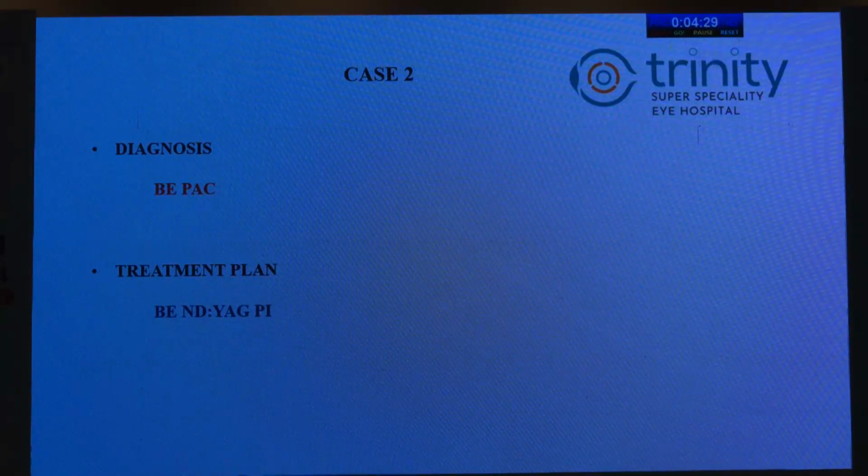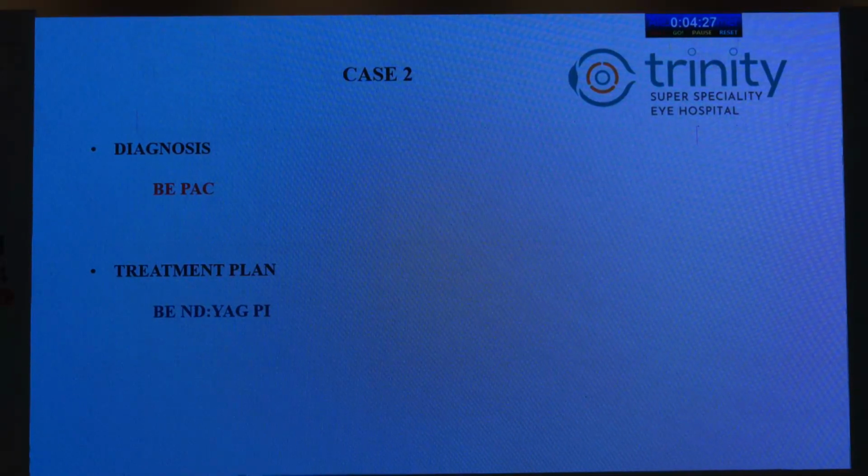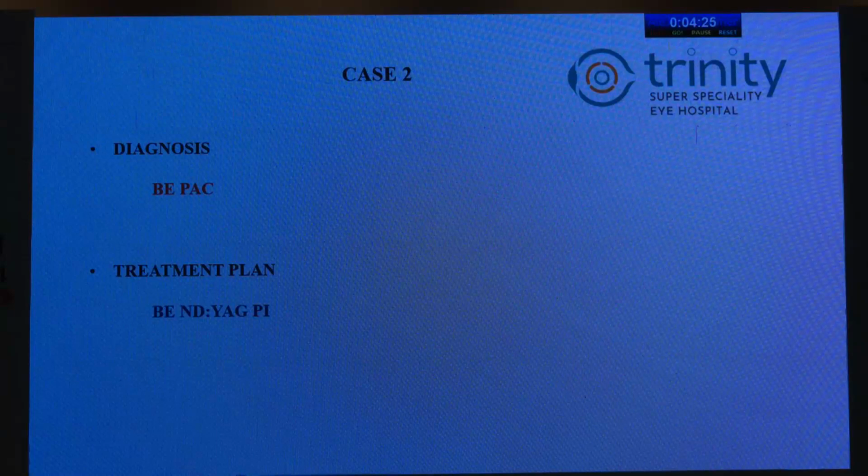So the diagnosis was both eyes primary angle closure, because here we have an iridotrabecular contact of more than 180 degrees with a raised intraocular pressure. Again, the treatment plan is nothing less than a laser peripheral iridotomy.